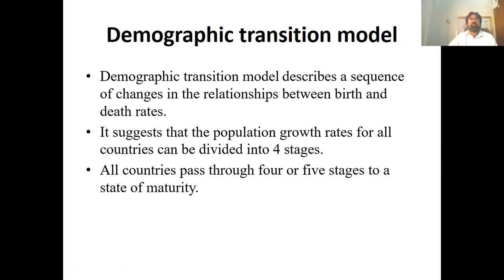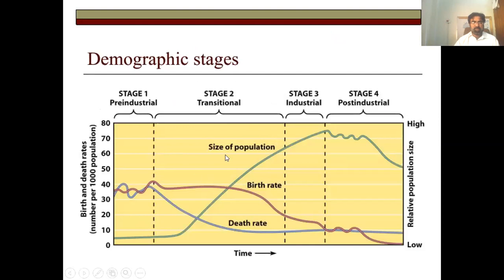Now, moving ahead towards the demographic transition model. The demographic transition model describes a sequence of changes in the relationship between birth and death rates. It suggests that population growth rates fall for all countries and can be divided into 4 stages. All countries pass through 4 or 5 stages to a state of maturity. This is a good example, a graphical presentation of the demographic stages.